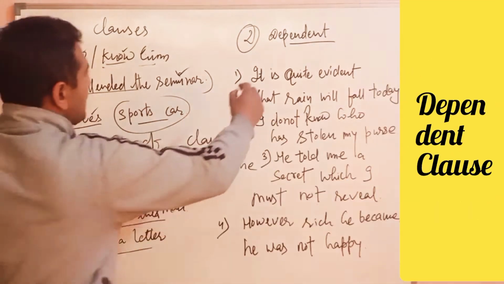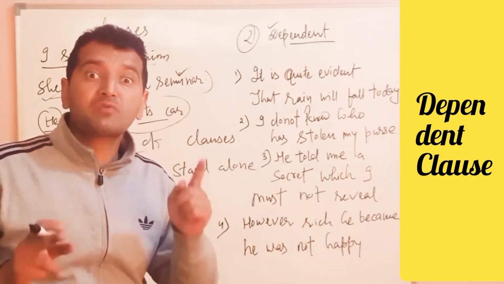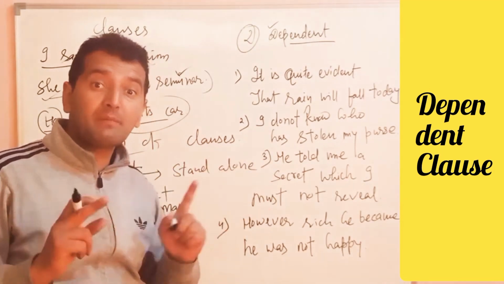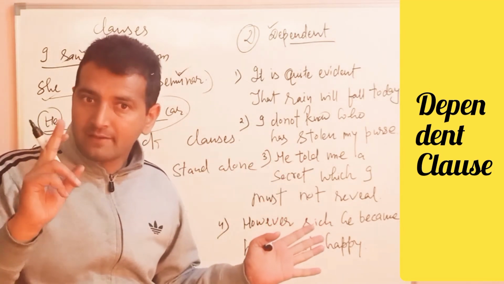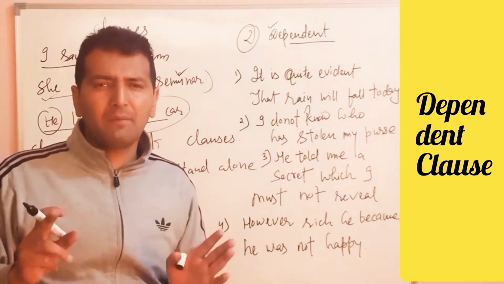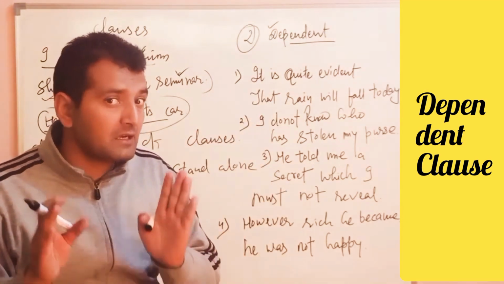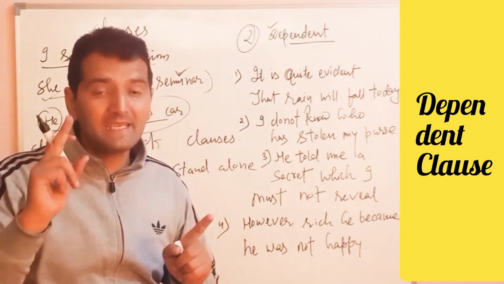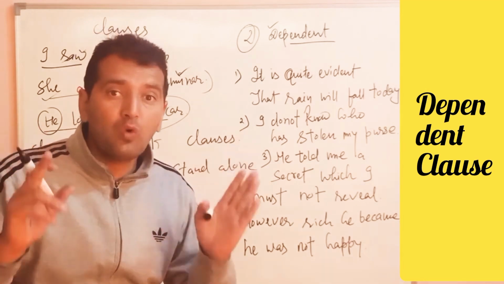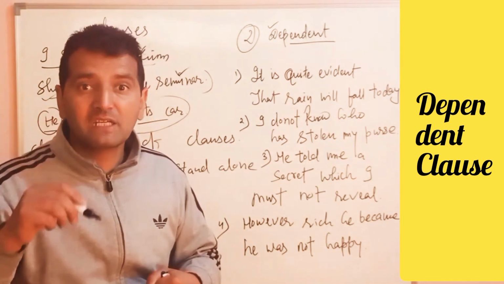And now, dependent. What are the dependent clauses? Dependent clauses are those clauses which have to depend on the principal clause to give their complete meaning. Whenever you find such words, you will see the subordinate dependent clause. These can be a noun clause, an adverb clause, or an adjective clause.